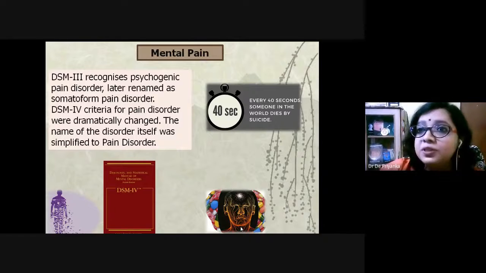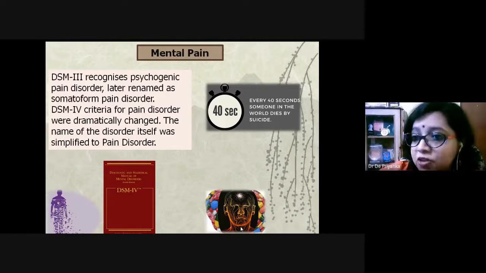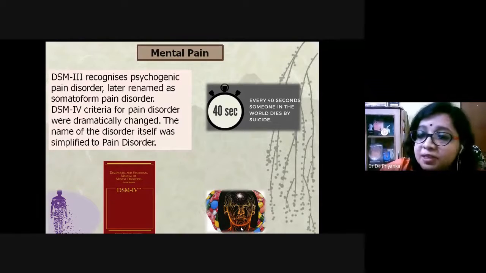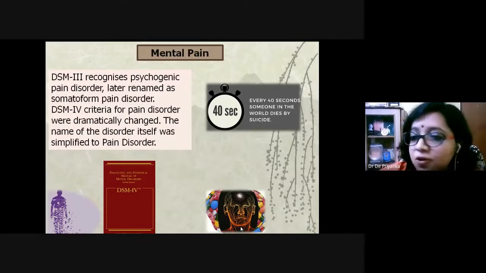And people who succumb to chronic pain often go into depression, and for that, suicide cases are increasing. And the data suggests that every 40 seconds, someone in this globe is dying due to suicide. So that means mental pain is really a very important aspect which the psychologists should be focusing on.